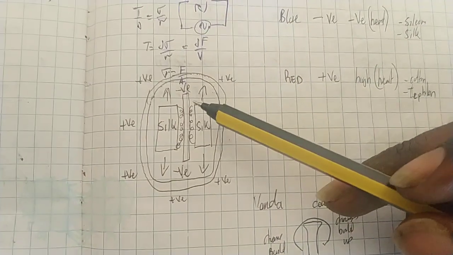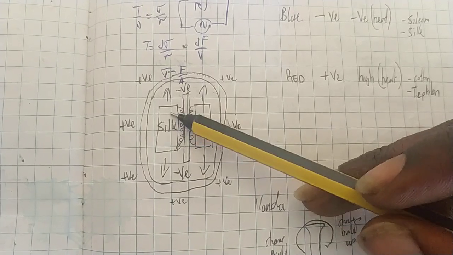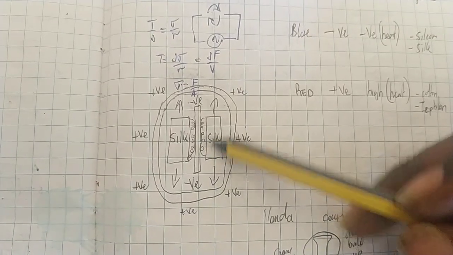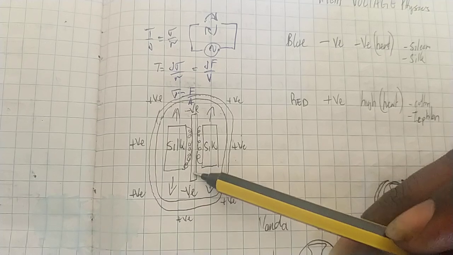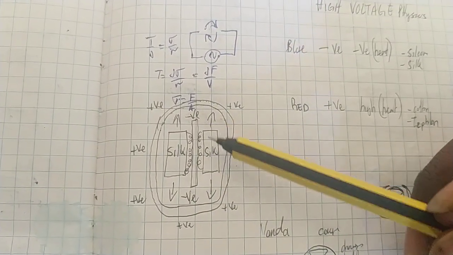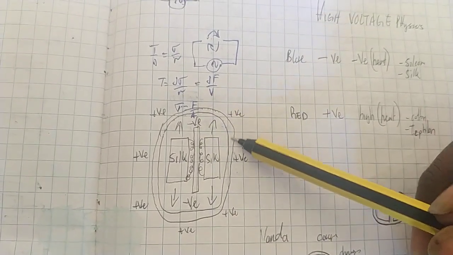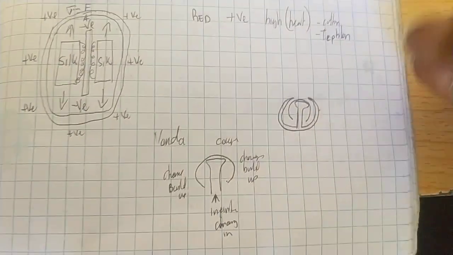So I tried to make something like a generator. Silk is connected to some vibrators which rub against this, let me call it polythene or plastic, polyester. Then this will be negative, which will make the positive repel towards the surface, so you'll get a positive generator.